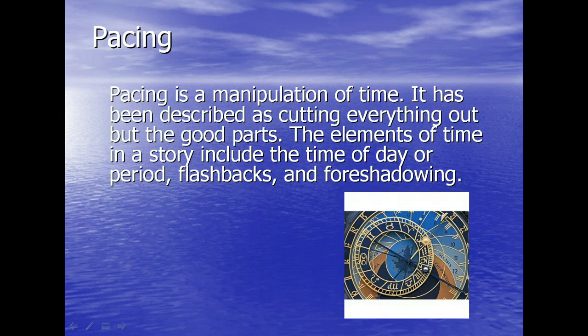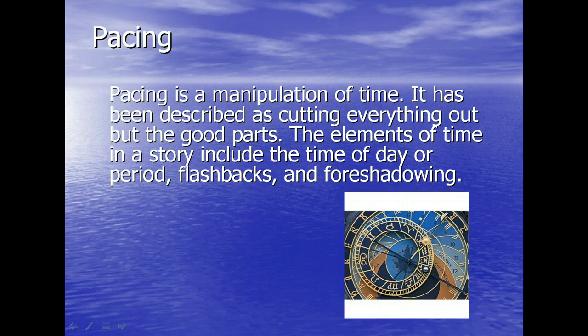Pacing is a manipulation of time. It has been described as cutting everything out but the good parts. The elements of time in a story include the time of day or period, flashbacks, and foreshadowing. Elements of time include when the story is told compared to when it takes place. It also includes at which point in a character's life it begins. It could start at his birth and end with his death, but many stories are more limited to a certain length of time in a character's life.